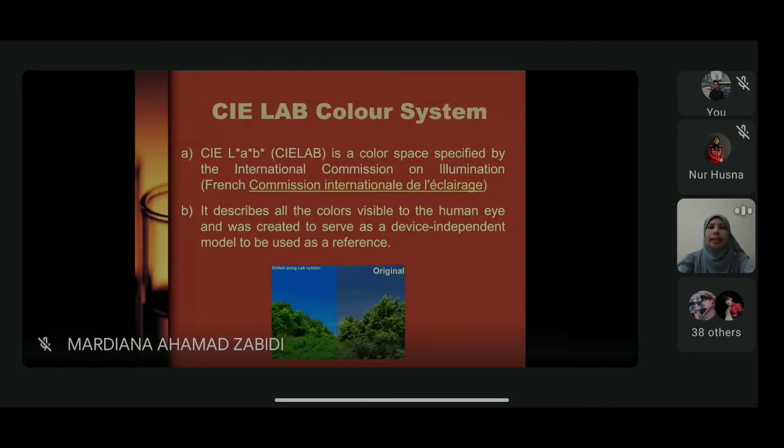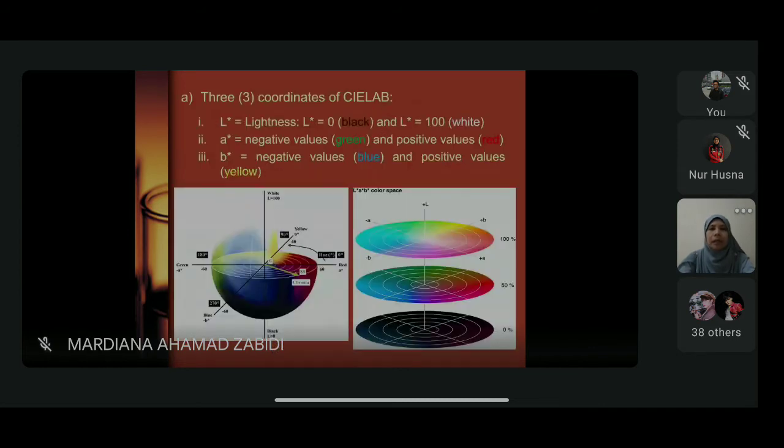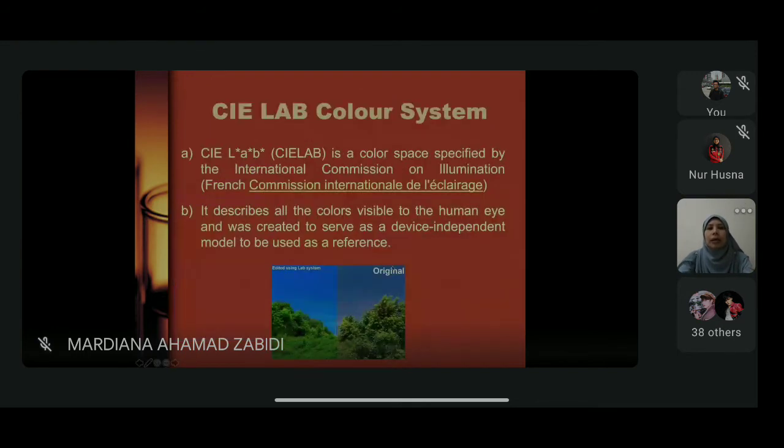CIE LAB color system is a color space specified by the International Commission on Illumination. It describes all the colors visible to the human eye and was created to serve as a device independent model to be used as a reference. Okay, so when we talk about CIE, what does it stand for? CIE is Commission Internationale de l'Eclairage. Okay, that one is CIE. But the one that we are interested in is LAB.